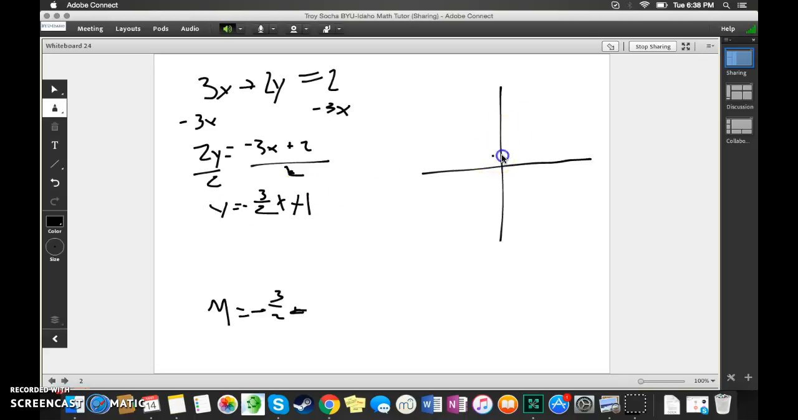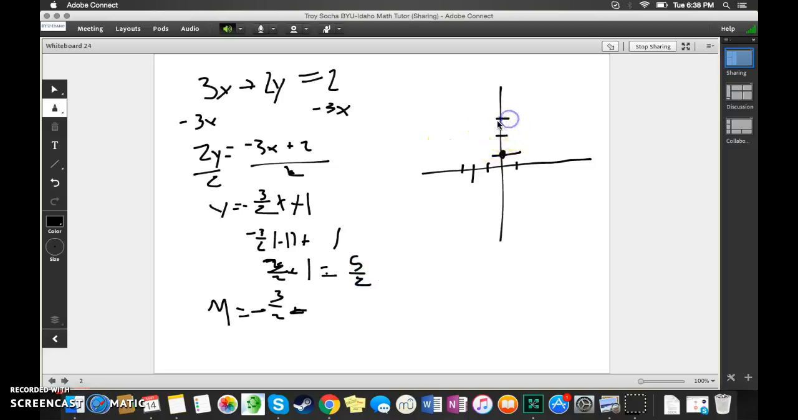First off, we know one thing. When x is 0, what is y? It's 1. That's cool. Now let's see, when x is negative 1, what do we get? We get negative 3 halves times negative 1 plus 1, which equals 3 halves plus 1, which equals 5 halves. So that's a big number, but that's okay.